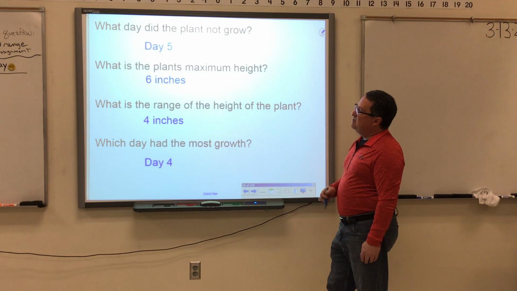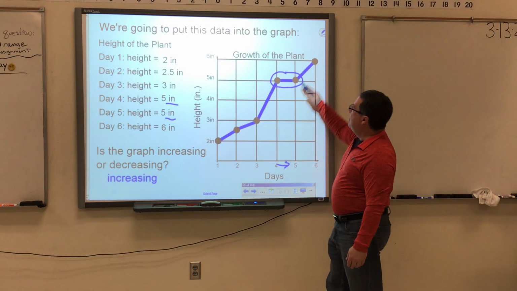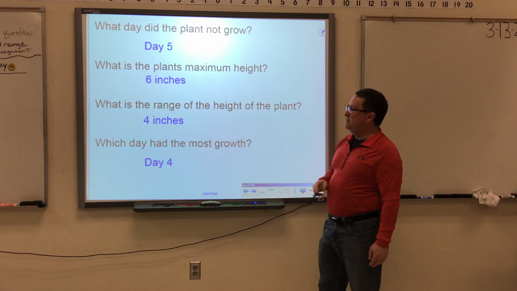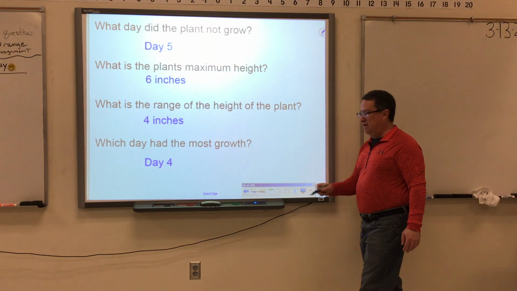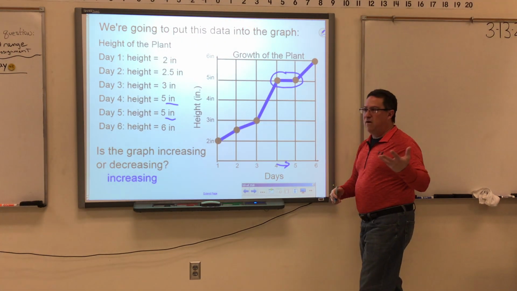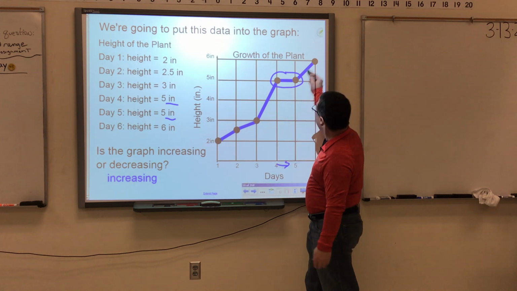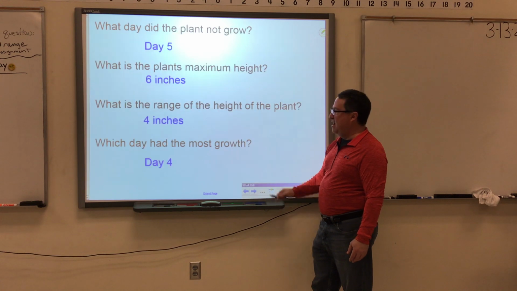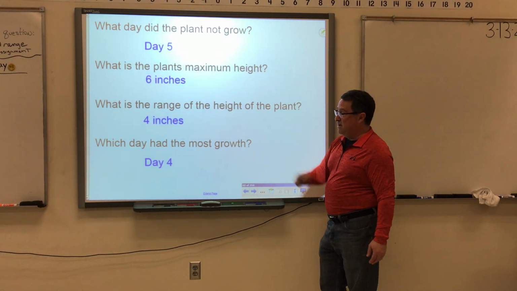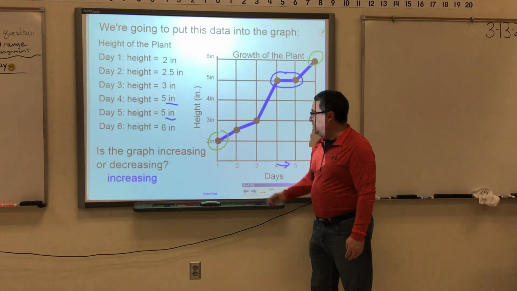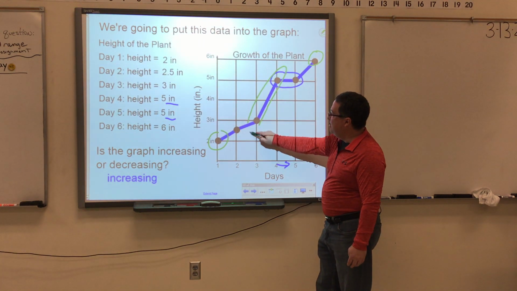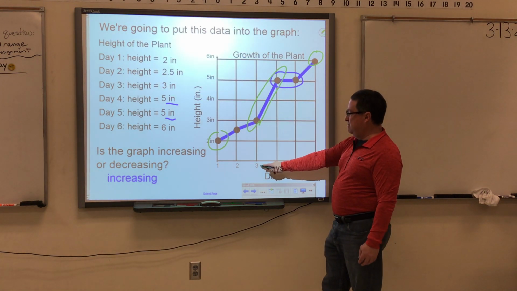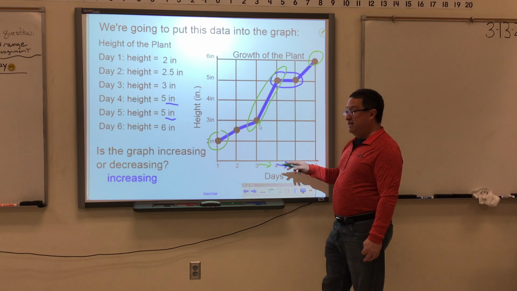Next question, what is the plant's maximum height? I look for the highest point, and that's the maximum height. What is the range of the height of this plant? Remember when we talk range, we go highest to lowest. So if I do 6 inches minus 2 inches, I get 4 inches. Last question, which day had the most growth? When I look at the most growth, I'm looking for the longest line. So when I talk about which day, it's from day 3 to 4, which is day 4.